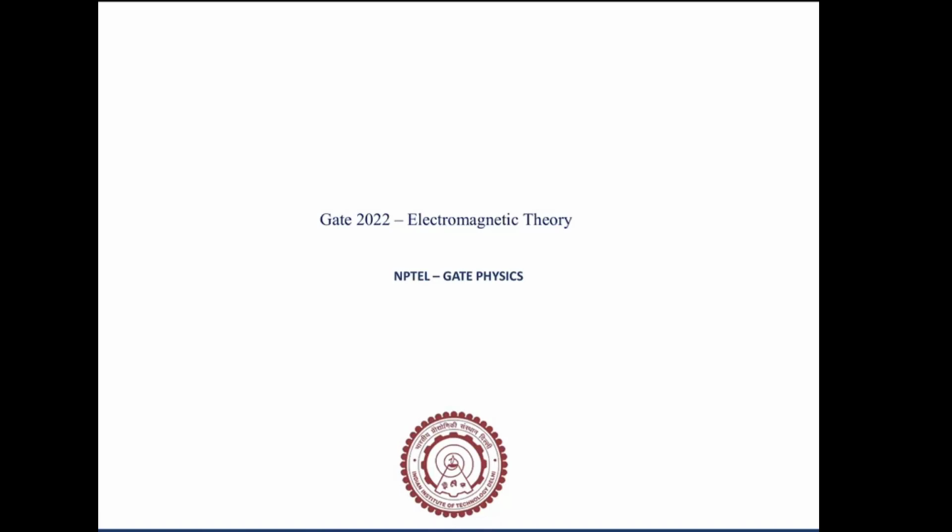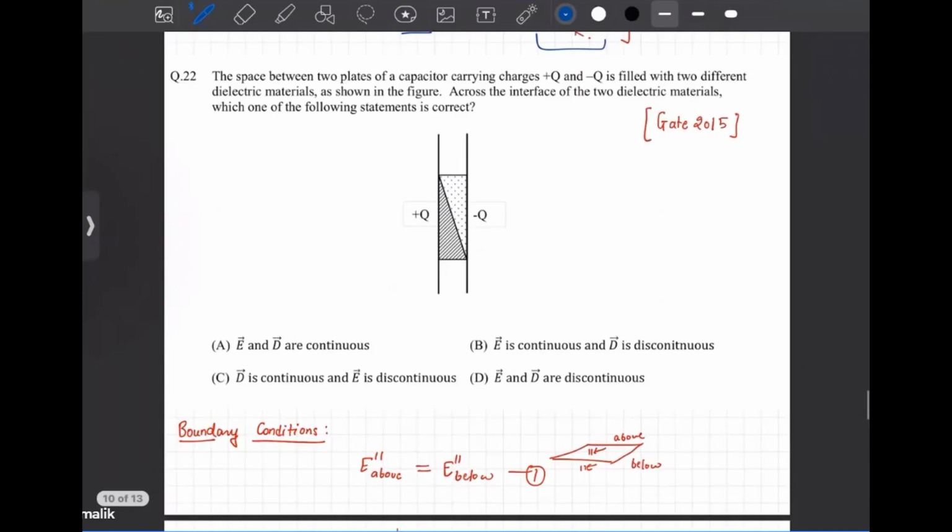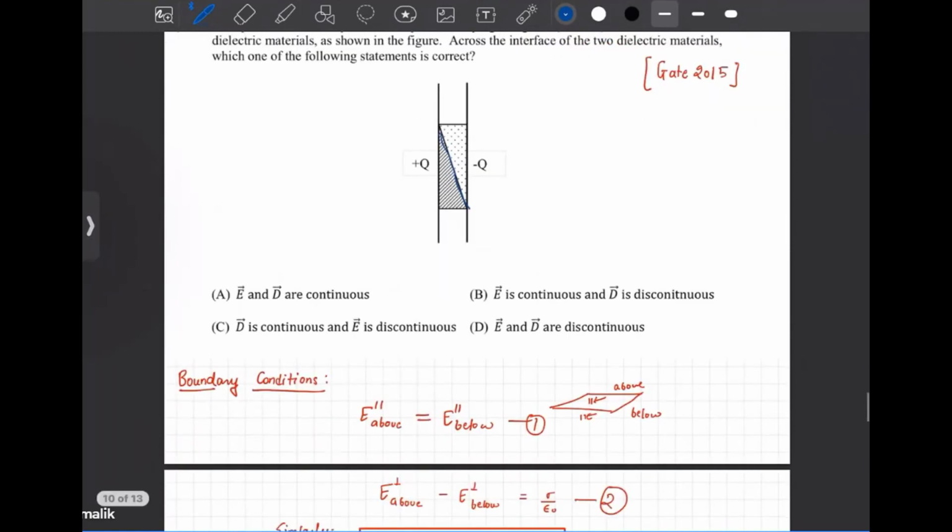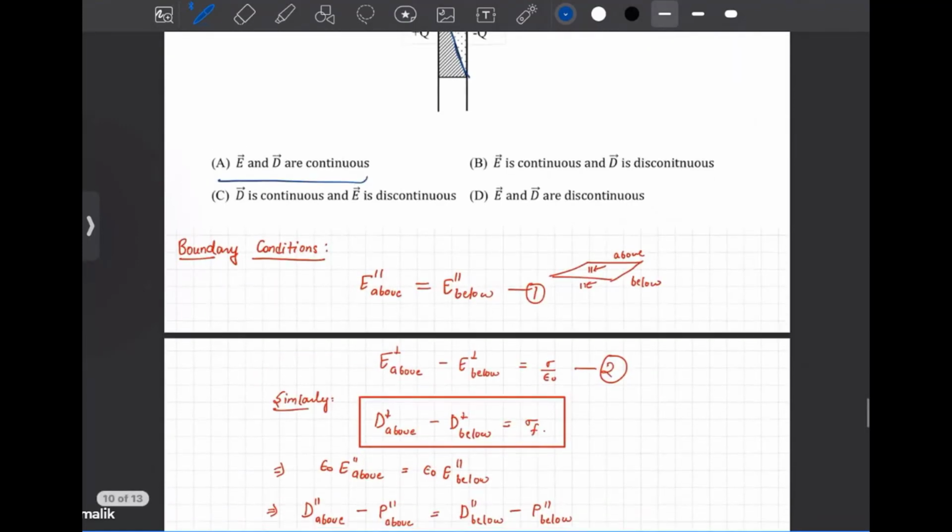Today we are going to solve some GATE problems. The space between two plates of a capacitor carrying charges plus Q and minus Q is filled with two different dielectric materials. Now across the interface, which of the following quantities is correct? Whether D or E are continuous, or they are both discontinuous, or one is continuous and the other is discontinuous. So I think you are familiar with these boundary conditions.